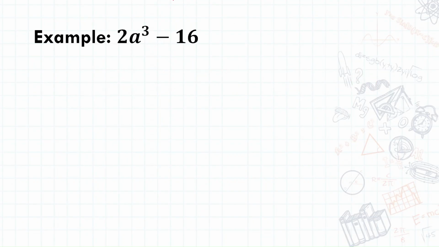Here's our next example. So here you can see that there's a 2 in front, which isn't a perfect cube. So we always know that we take out a highest common factor first. So we'll say 2, and what we're left with is a cubed minus 8. And we can see that these are both perfect cubes. So again, 2 brackets, right?